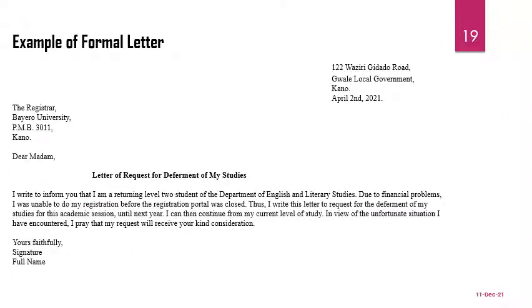Here is an example of a formal letter with the addressor, the addressee, the salutation, the title or the head of the letter, the body of the letter, and the signature.